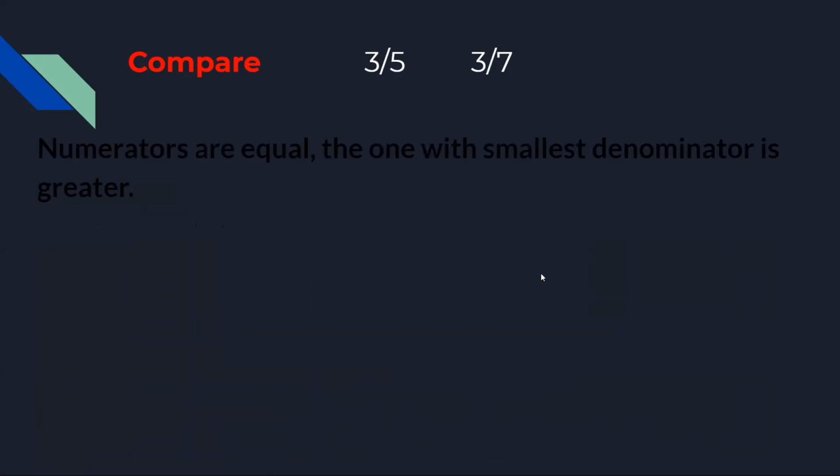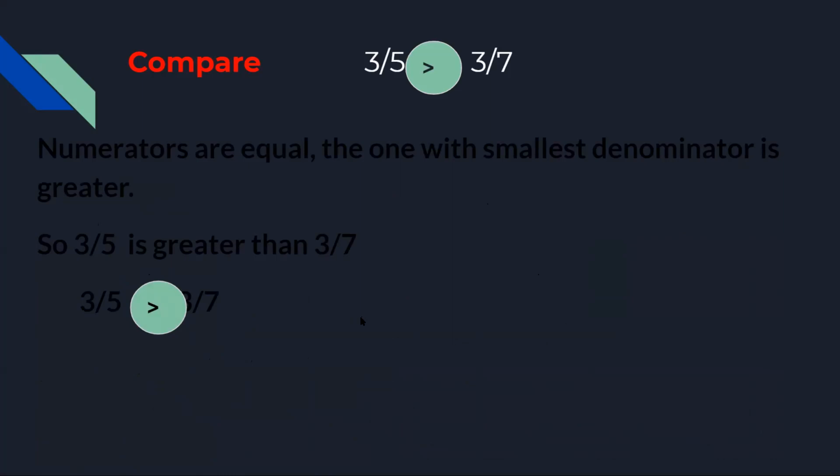Now we will study the other case where the fractions are not like. These fractions are not like, 3 upon 5 and 3 upon 7. But the numerators are the same. The numerators are equal. The one with the smallest denominator is greater. So 3 upon 5 is greater than 3 upon 7. So what will we write? The greater than sign will go towards the other side. So this is the way to find out which fraction is greater and which fraction is smaller. In this way we can compare.